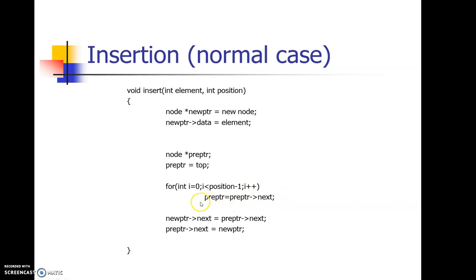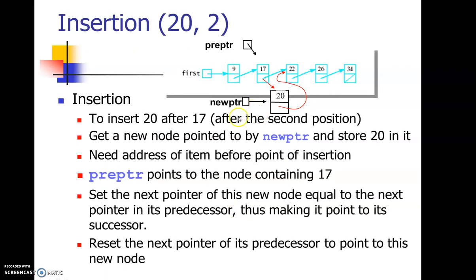Once we find it, like I said, we have new PTR, we have pre-PTR, and the top will always stay at top. We have all three pointers available. Then we make new PTR next equal to pre-PTR next, which corresponds to this step. So we will link this one, and then we will make this connection, pre-PTR next equal to new PTR.